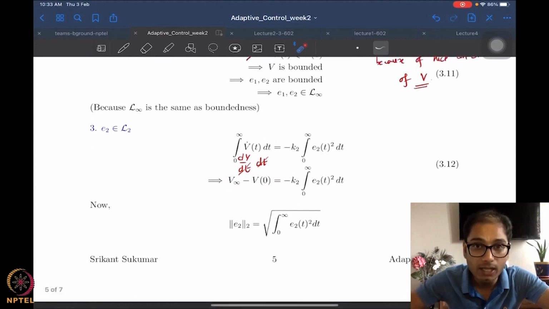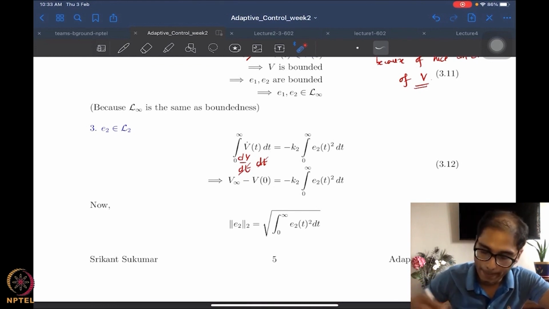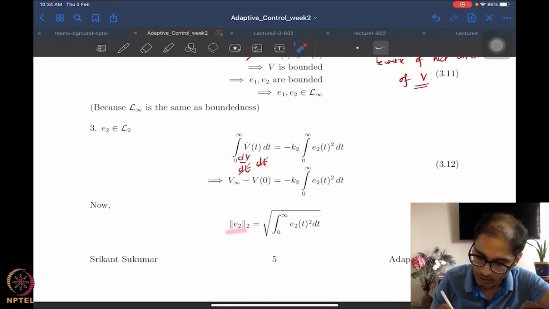The right hand side I don't touch. I don't do anything to the right hand side. It is simply e2 squared dt. Now what do I know? I know that the L2 norm of this E2 signal is actually this guy.